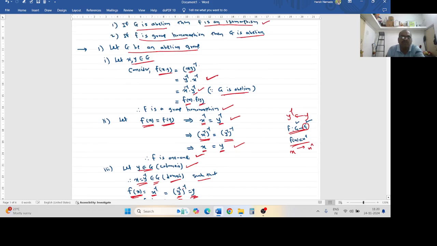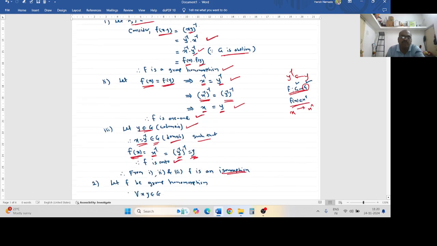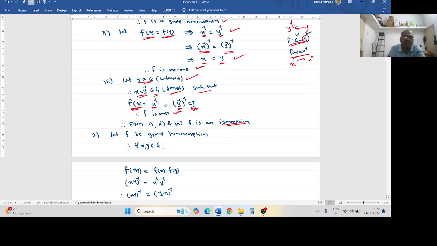Now in the second result we have to show that whenever f is a group homomorphism then G is abelian. So suppose that f is a group homomorphism. So by definition of group homomorphism, for all x and y belongs to G, we have f of x into y equal to f of x into f of y. But the value of f of x is x inverse, the value of f of y is y inverse. But by the reversal law of the inverse of a product, we have x inverse into y inverse is (y into x) inverse. So here we have (x into y) inverse is equal to (y into x) inverse.